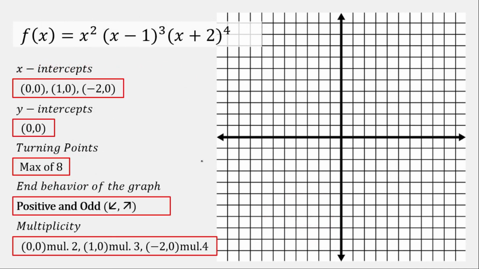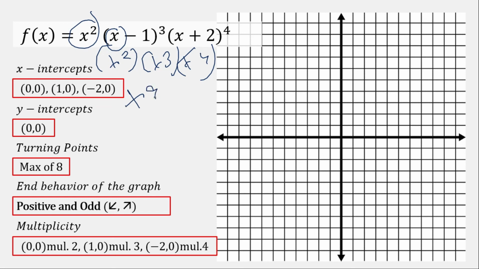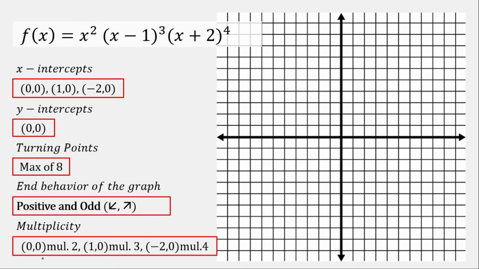So if we have our given, let's check our leading coefficient: x squared multiplied by x raised to 3 multiplied by x raised to 4. So this is x raised to 9. That's why the maximum number of turning points is 8. And this is positive odd. That's why we have this as our end behavior. To remind us of our multiplicities, we have 2 at 0, 3 at 1, and 4 at negative 2.